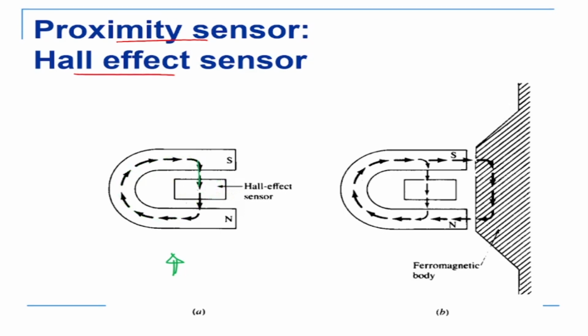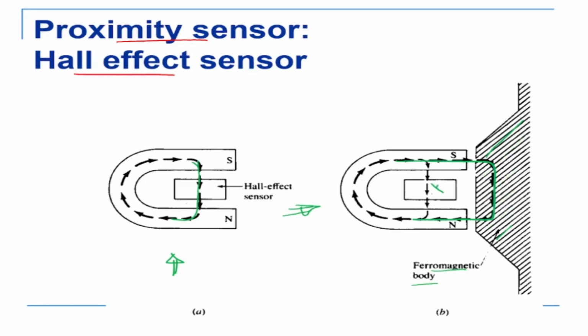The lines of force are passing through the Hall effect sensor. Now if you look at the right hand side, what is happening? The lines of force are being pulled out because a part has come in here. Again, it's a ferromagnetic body, maybe iron or steel. So what is happening? The magnetic lines of force are being induced in this ferromagnetic body. So the magnetic lines of force are being pulled out like that.